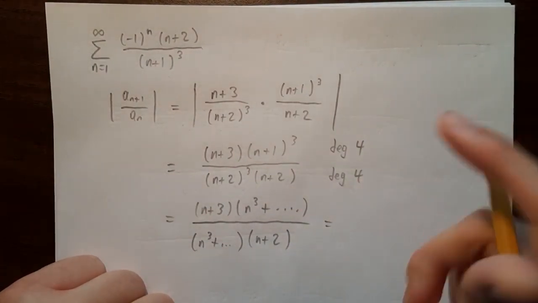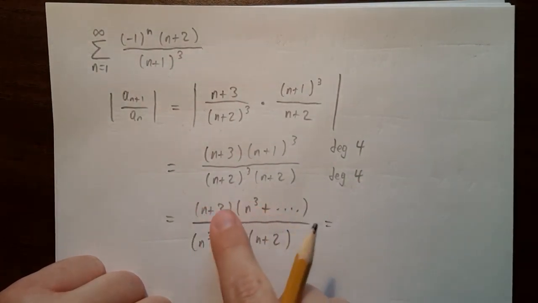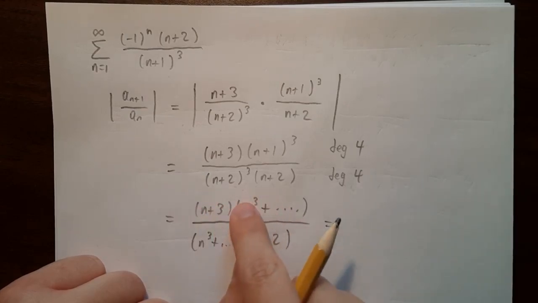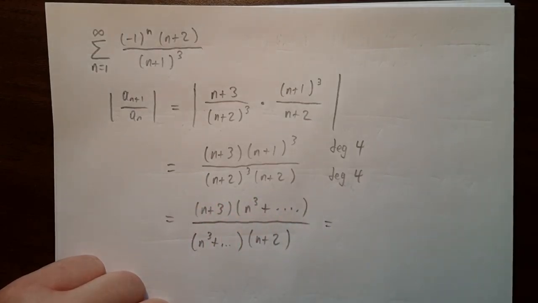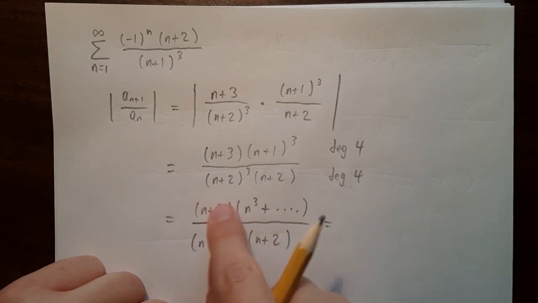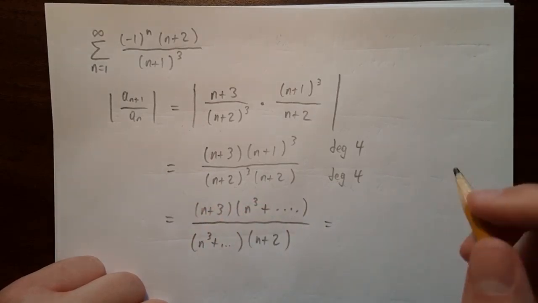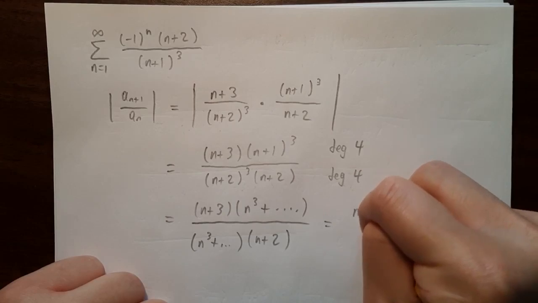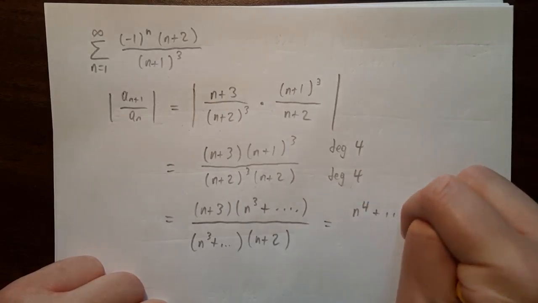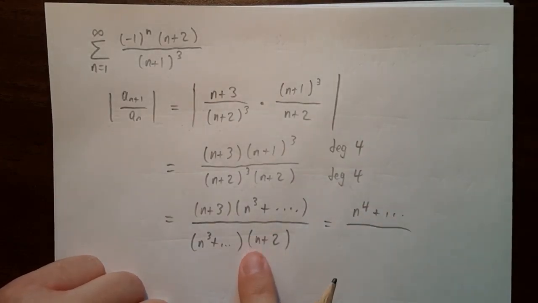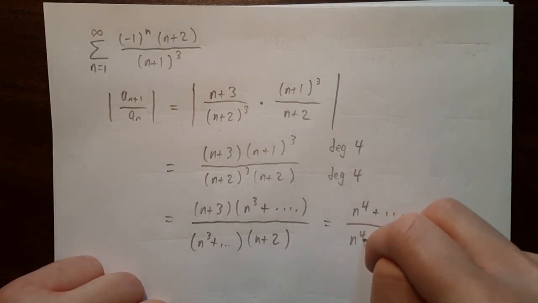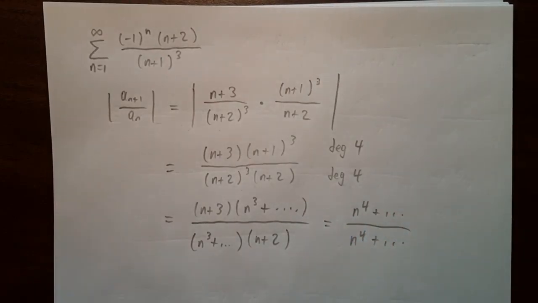Continuing in this fashion, if I was to imagine distributing all of this through, what would be the highest order term I would get? That would come from multiplying first with first in the process of foiling, as it were. So that would just give me n to the 4th on top, plus a whole bunch of lower order terms that I don't care about. And the exact same thing happens on bottom. I have n to the 4th plus a whole bunch of stuff I don't care about.